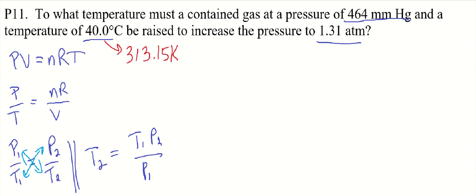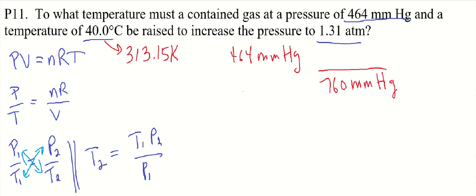atmospheres, or you could turn it into millimeters of mercury. Doesn't matter, you get the same answer. I'm going to turn it into atmospheres. You can do it the other way and see if you get the same answer. I'm going to use the conversion factor, 760 millimeters of mercury is equal to 1 atmosphere.